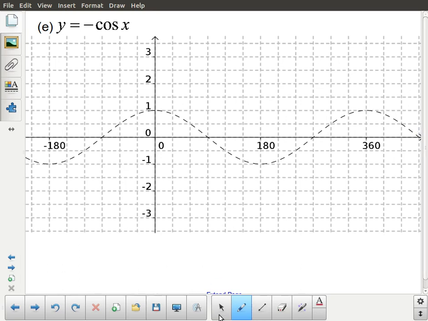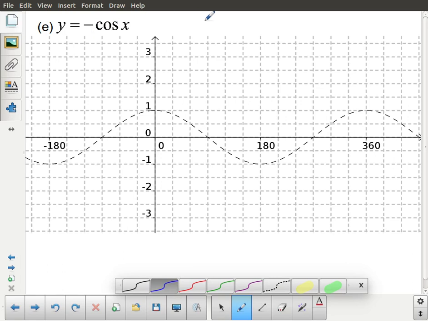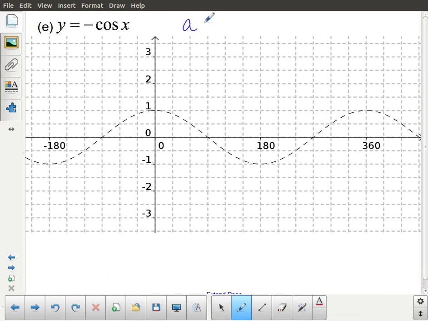Y equals negative cosine of x. In this case, we have a leading value. It's actually an a value. The a value is -1. Now the only transformation here is a reflection. So this is a vertical reflection. And so that means all of the y coordinates are going to take on the negative of whatever they currently are. So in this case, the point 0, 1 becomes 0, negative 1.